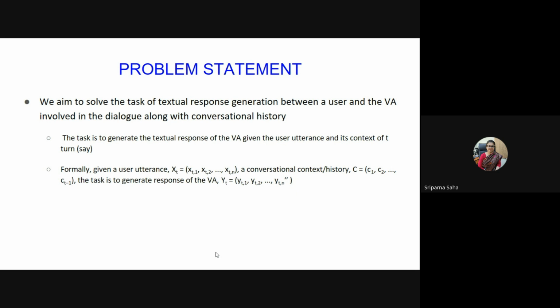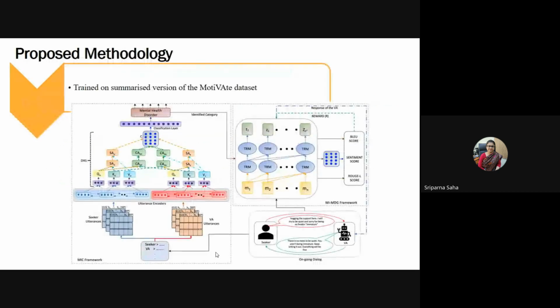So the task is to generate the textual response of the virtual assistant given the user utterance and the context of the previous T turns. You can consider a window of the previous T utterances. So formally, given a user utterance and a conversational context or history, the task is to generate the response of the VA. We used an encoder-decoder based model, and we trained this model on the MOTIVE dataset that we have just prepared.